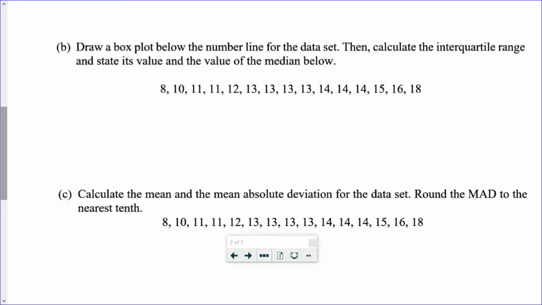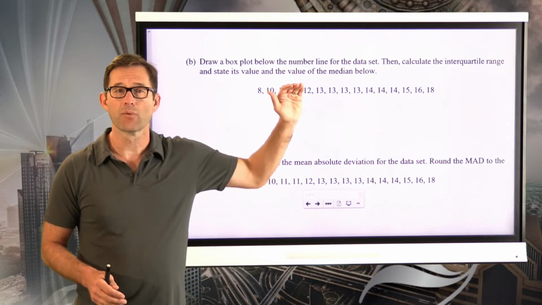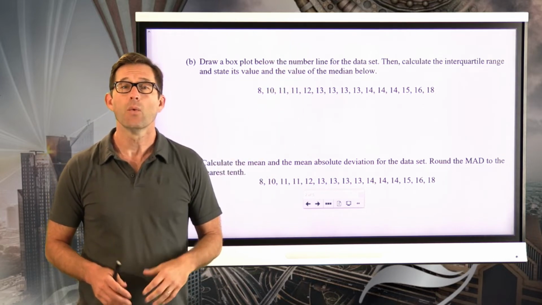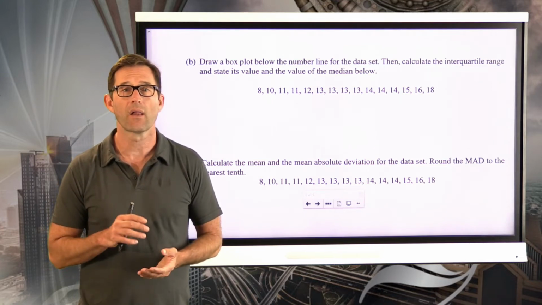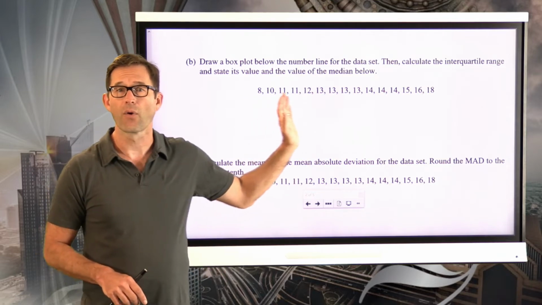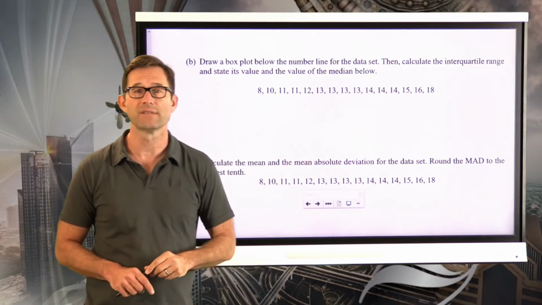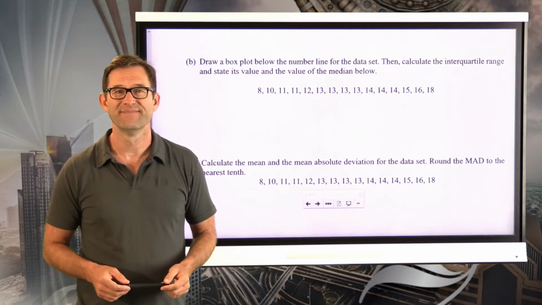Draw a box plot below the number line for the data set. Then calculate the interquartile range and state its value and the value of the median below. In order to draw that box plot, and we'll move that number line back down so that we can get it on there, we need to have that 5-number summary: our min, our max, our first quartile, our third quartile, and our median. So why don't you figure that out for our 15-value data set? Draw your box plot, and then we'll take a look.